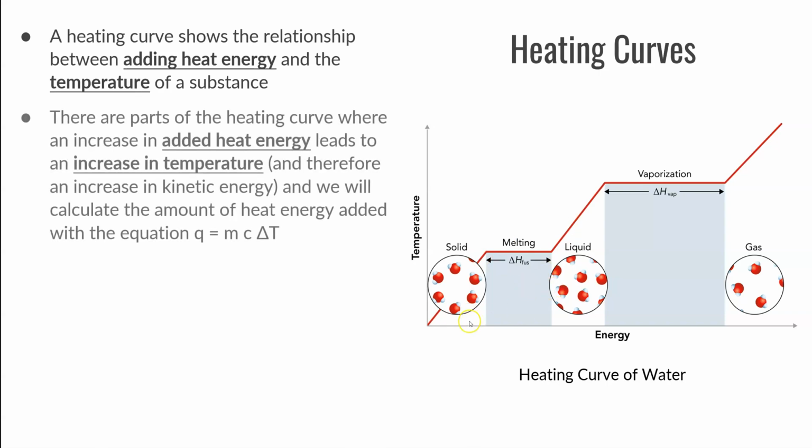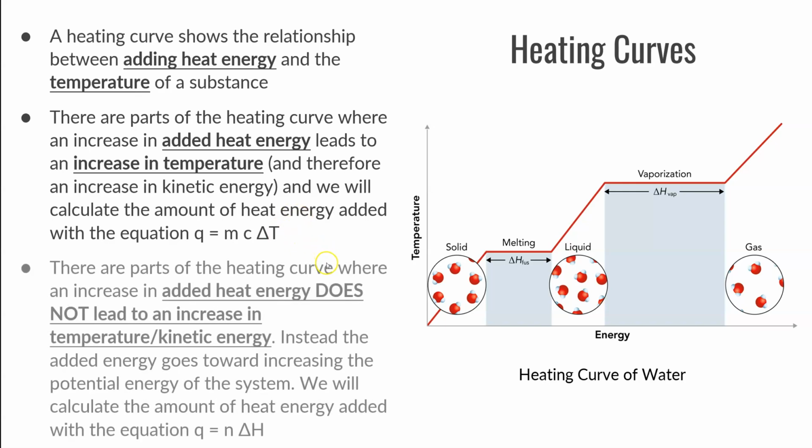as we go from left to right. These are parts of the heating curve where an increase in added heat energy leads to an increase in temperature and therefore an increase in kinetic energy. So a gas will have more kinetic energy than a solid, while a liquid will have a middle kinetic energy. And we're going to calculate the amount of heat energy added as Q equals m c delta T, where m stands for mass, c stands for specific heat capacity, and delta T stands for change in temperature.